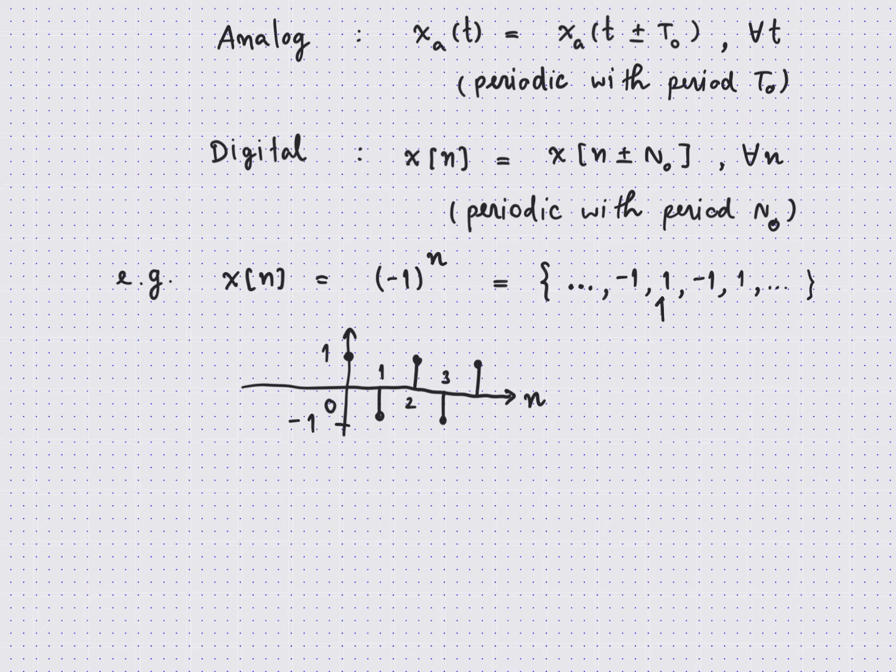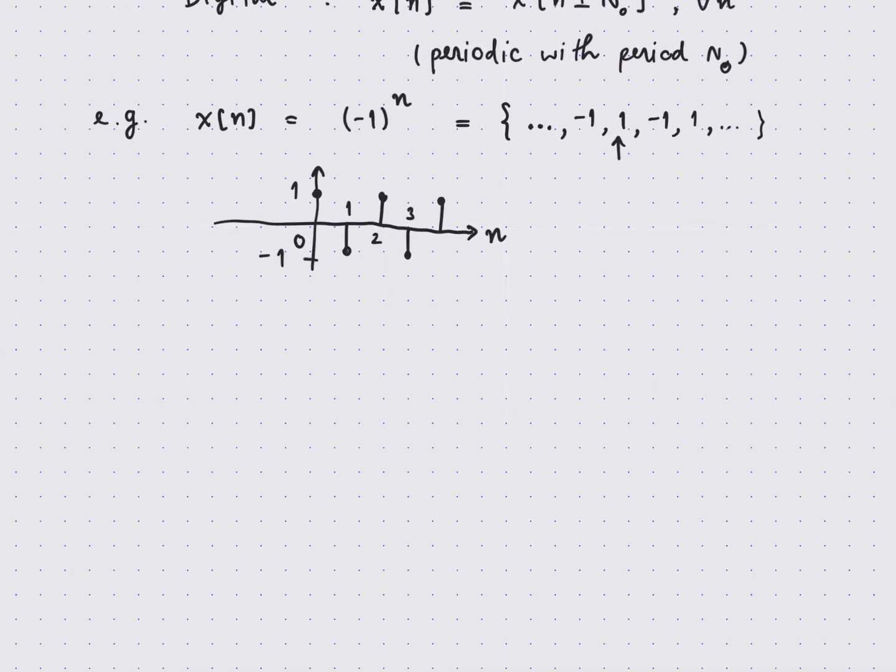When n equal to 0, you have that. So the period in this case is equal to 2, because the signal will repeat itself every 2 samples. So n naught equal to 2 samples. This is the period.